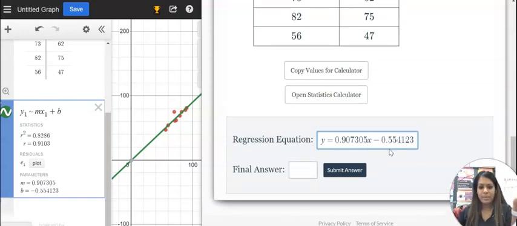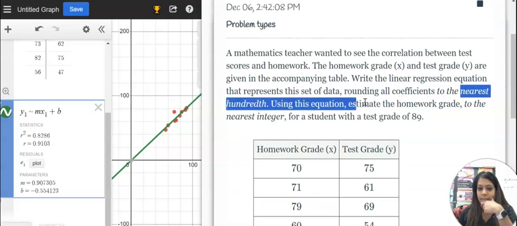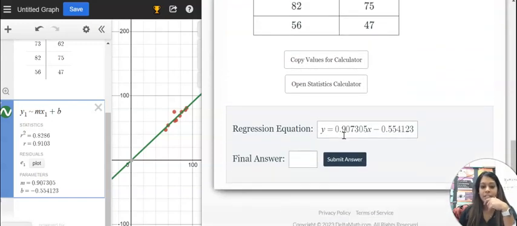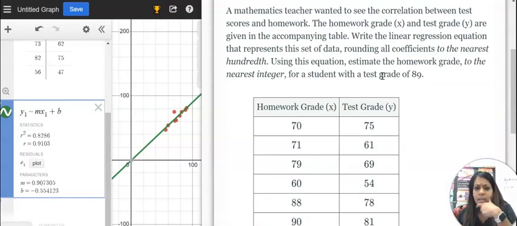I don't know why I typed all the numbers because it's going to want me to round. Okay, so round to the nearest hundredths. So hundredths is 2 decimal places, so right there. The 7 is making my 0 round up to 1. And I'm going to delete all those. And then here, the 4 is keeping it at 5 in the front, so I'll just take those off. Okay. And then it's asking me about the test grade of 89.